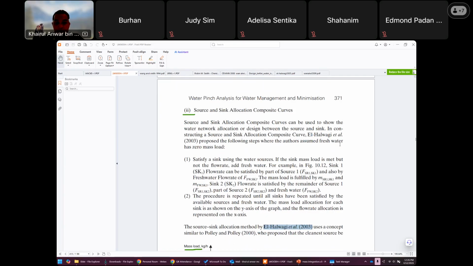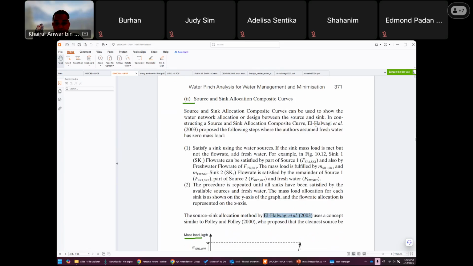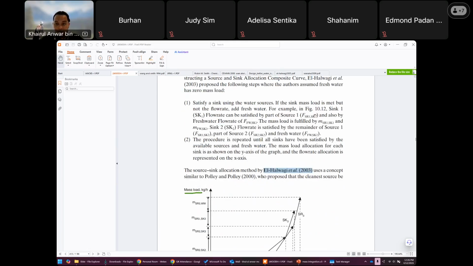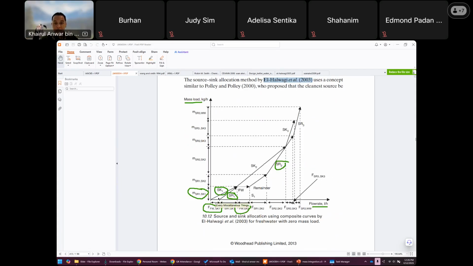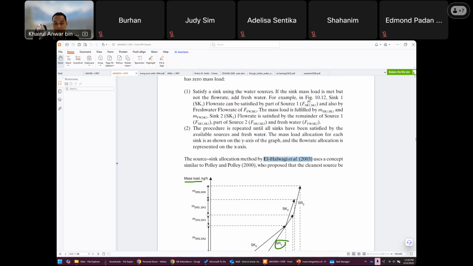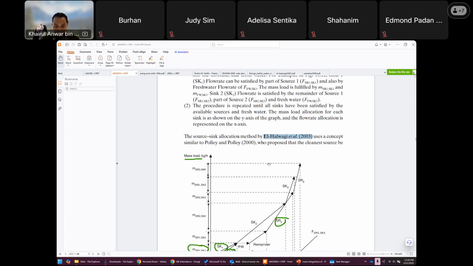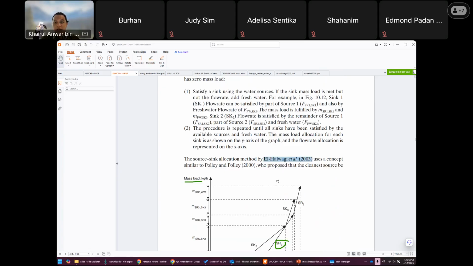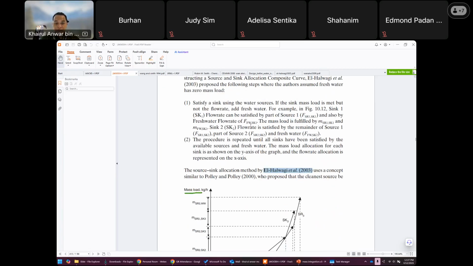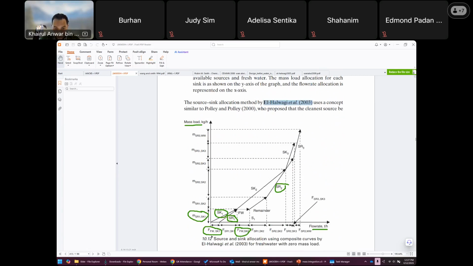In constructing a sourcing allocation composite curve, El-Halwagi proposed the step where the authors assume freshwater has zero baseline. Satisfy a sink using the water sources. If the sink baseline is met but not the flow rate, add fresh water. For example, in figure 10-12, this is the figure. Sink 1, or SK1, can be specified by part of the source 1, or FSR1, and also by freshwater flow rate of FWSK1. So FWSK1 is not here, but it's already here.